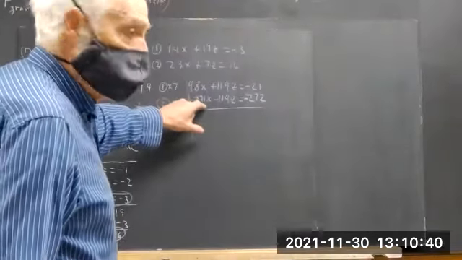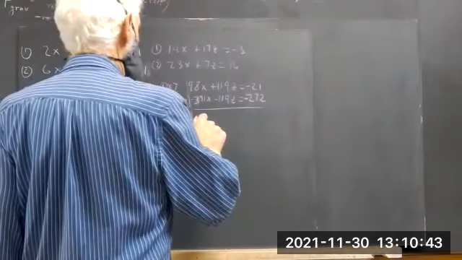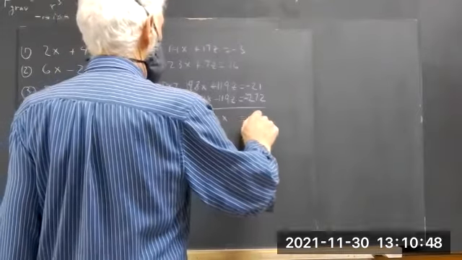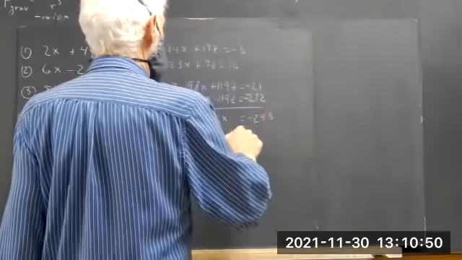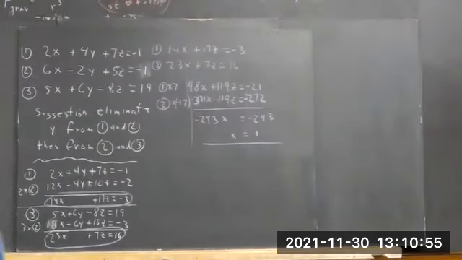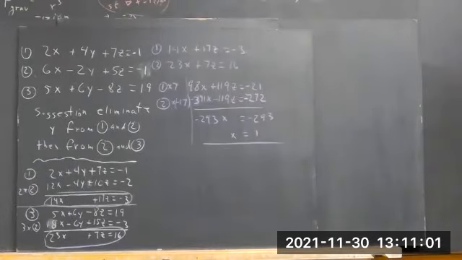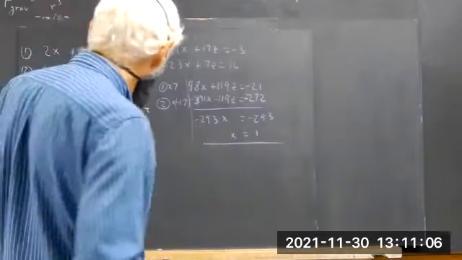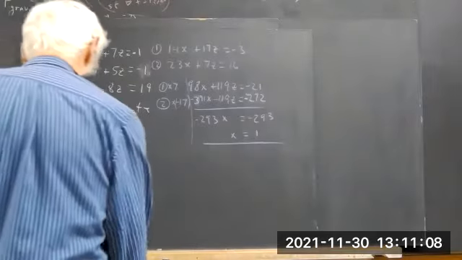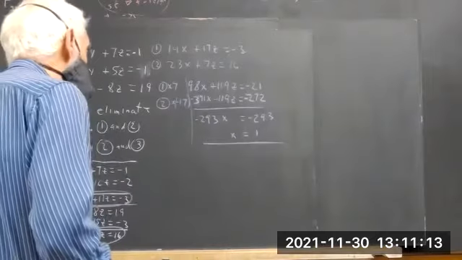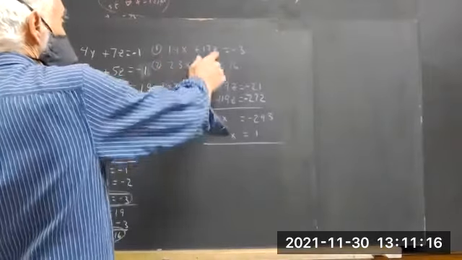Okay, now when we add this and this, we get negative 293x equals negative 293. So x equals 1. Okay, so there we have a value of x. Now what do we do with that? We take our value of x and we plug it in one of these two equations, we get z.